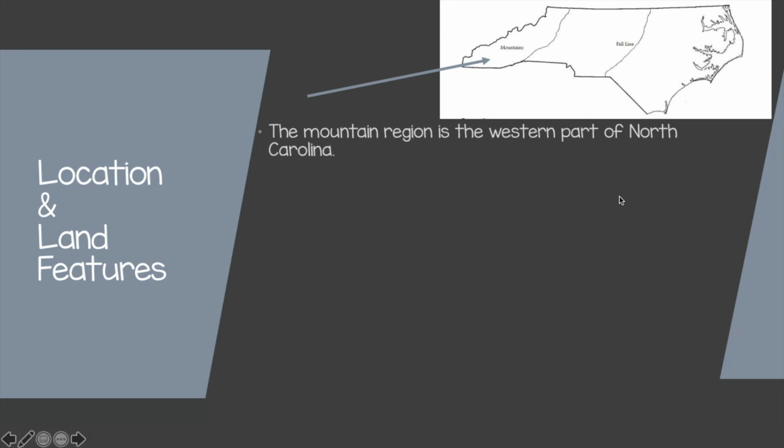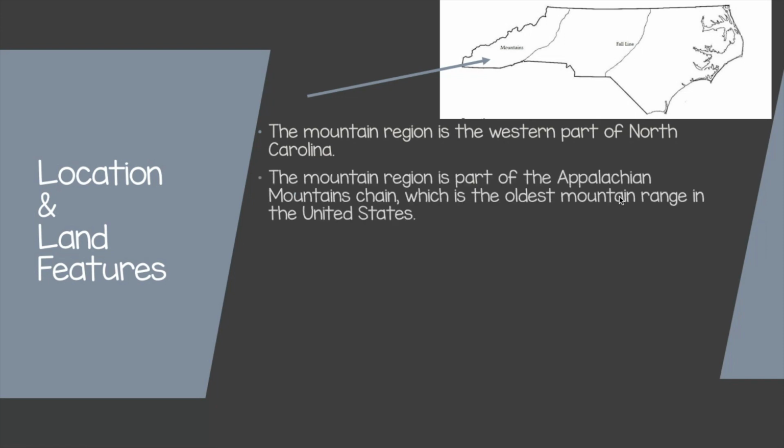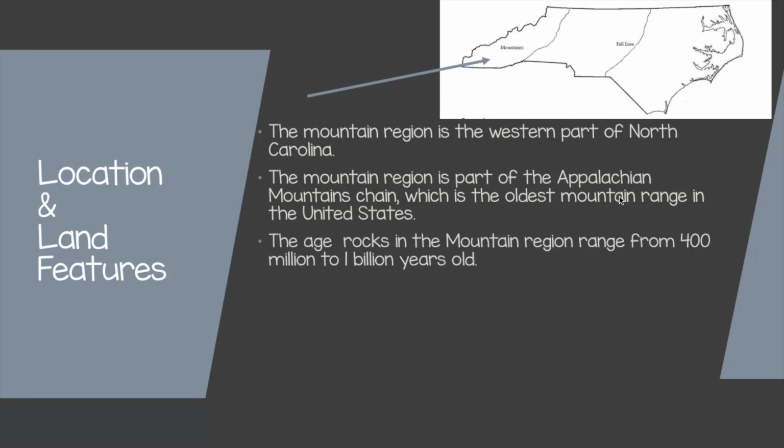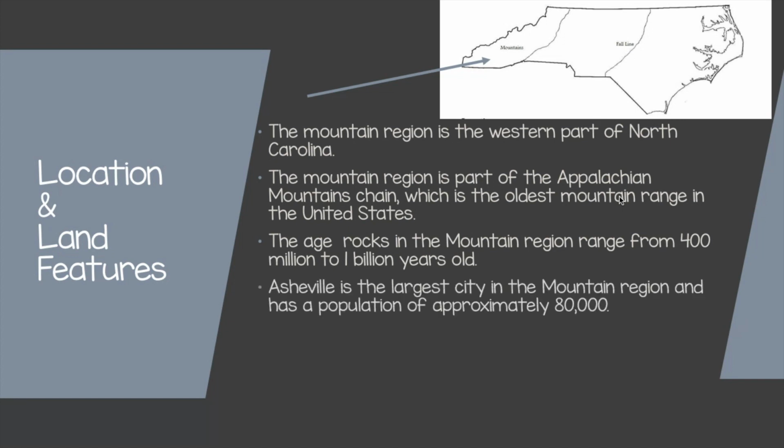The mountain region is the western part of North Carolina, and it is part of the Appalachian Mountains chain, which is the oldest mountain range in the United States. I'm from North Carolina, so we pronounce it the Appalachian Mountains. People from out of state may pronounce it differently, so both pronunciations are fine. The age of the rocks in the mountain region ranges from 400 million to 1 billion years old. Ooh, that explains why it's the oldest mountain range here.